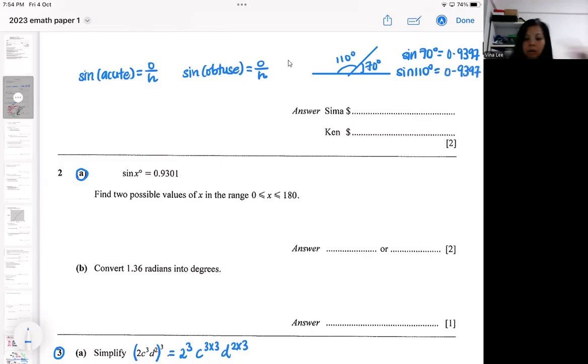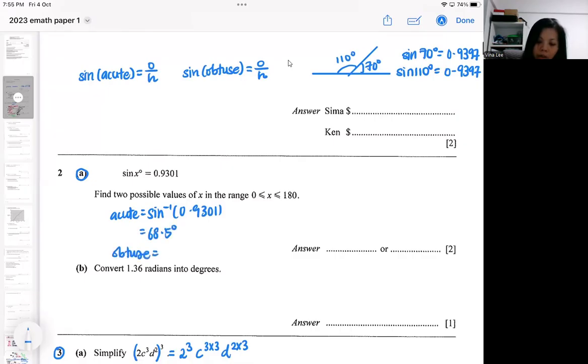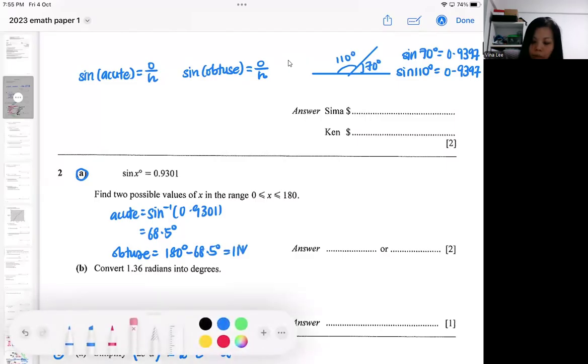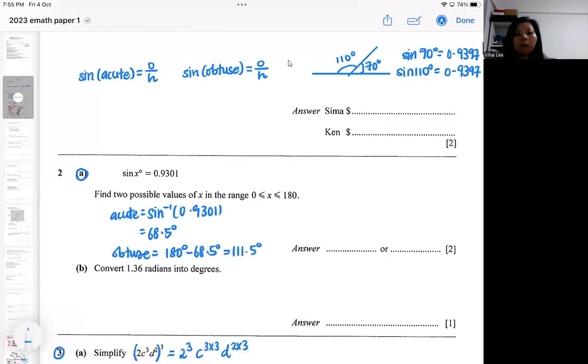Because of this, there are two possible values. One will be the obtuse angle, one will be the acute angle. So basically the acute one will just be sine inverse 0.9397, that will give you 68.5. And the obtuse will be just 180 minus 68.5, so it's 111.5. This will be the two possible answers.